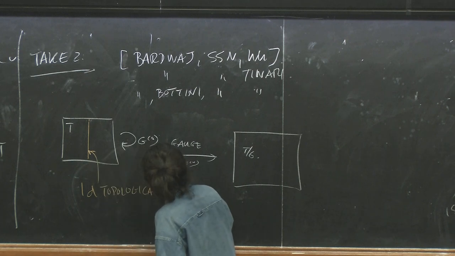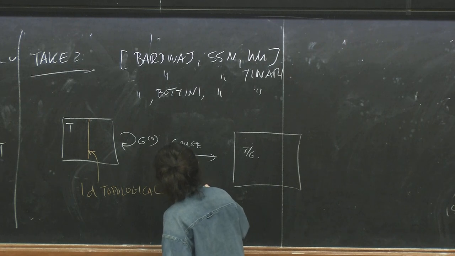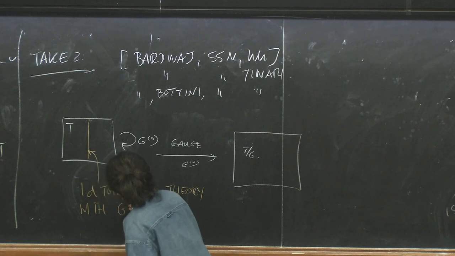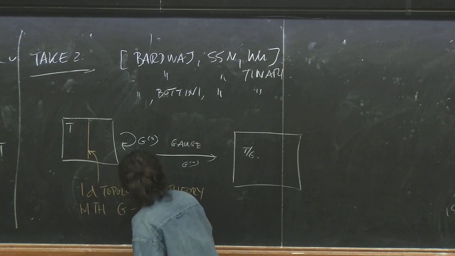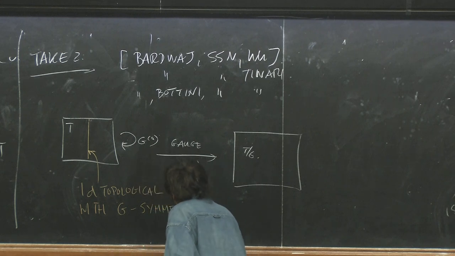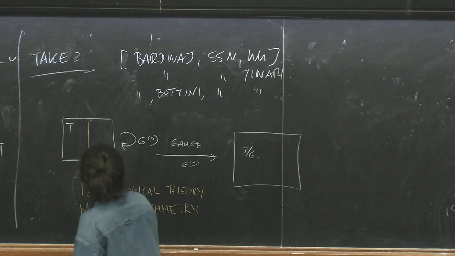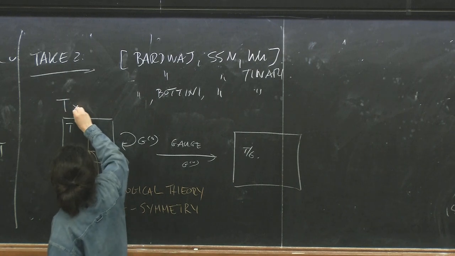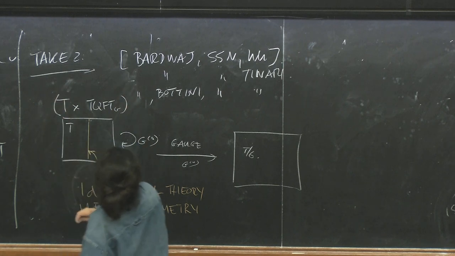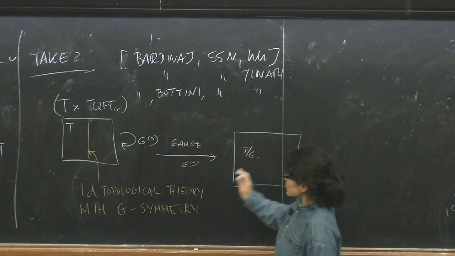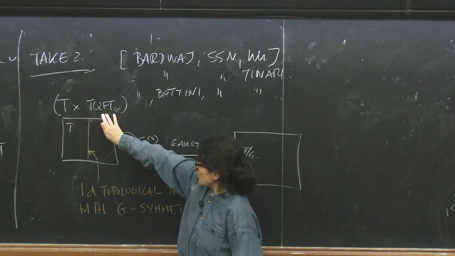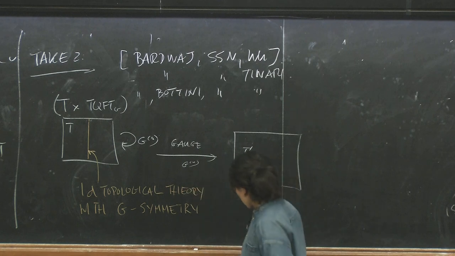theory, which has G symmetry. And I'll tell you what these are in a moment. So just take on this side the product of T times this TQFT with G symmetry. And then I gauge. Whilst this theory has a G symmetry, this has a G symmetry. I'm gauging now the diagonal G symmetry.